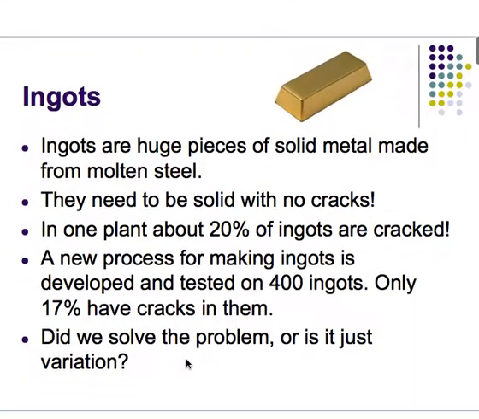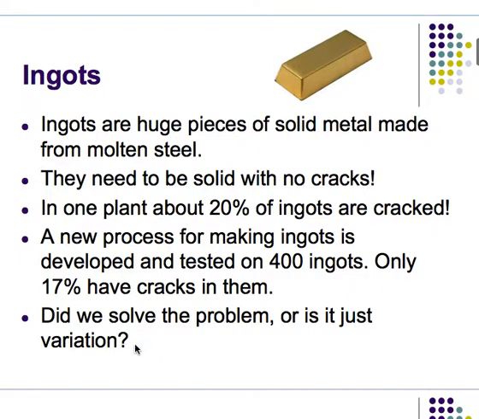Okay, so here's an example we're going to be talking about. Ingots are pieces of solid metal that are made from molten steel. They need to be solid. They can't have any cracks in them. And there's one plant where about 20% of the ingots are cracked. So a new process is developed, and they tested it on 400 ingots. And only 17% of them have cracks in them.